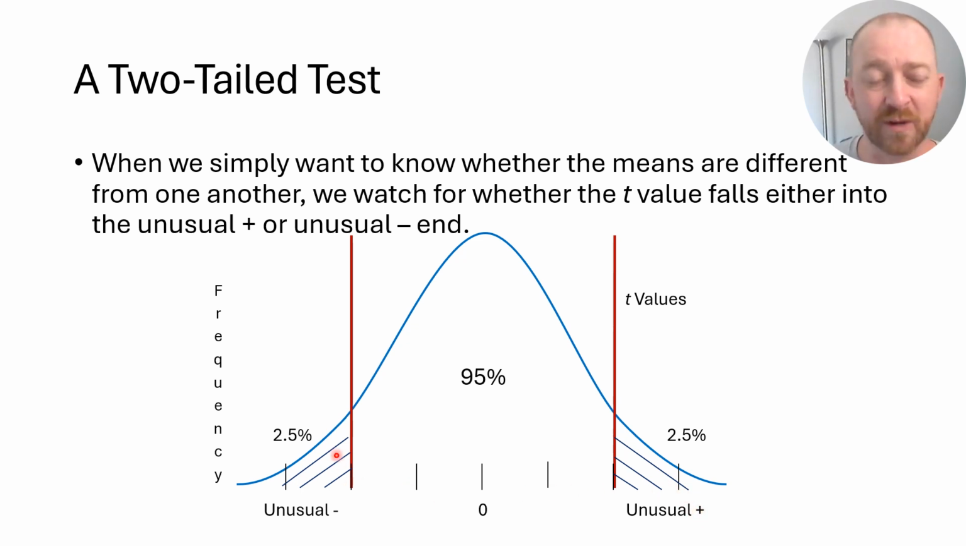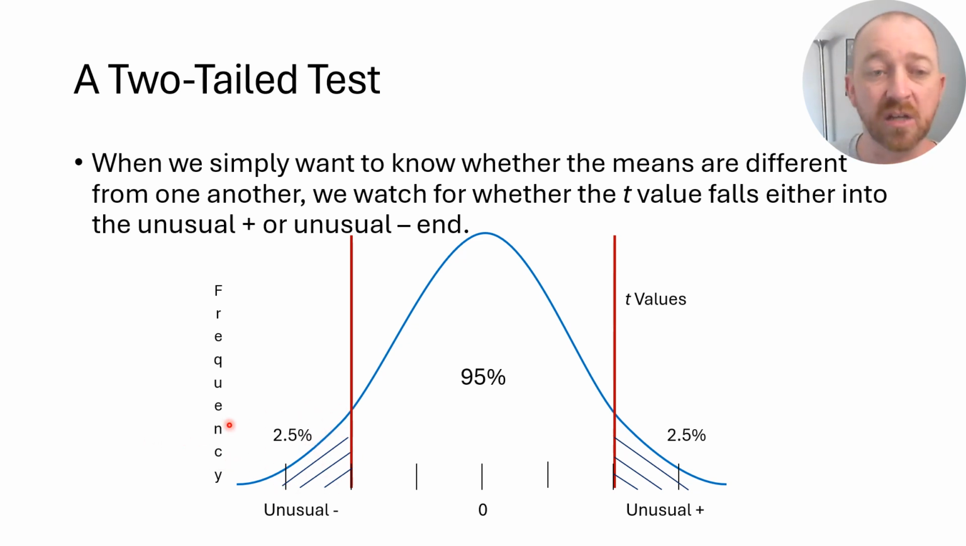Now, I also say, what if mean 1 is smaller than mean 2? In that instance, I'm going to get a negative t-value, because the mean of group 1 would be smaller than the mean of group 2. Therefore, my t must be negative. You'll recall that's what we found in this particular example we've been using. Our t-value is negative 2.62. So we're looking down here at the unusually negative values of t, and we're curious if our t-value falls on this end.